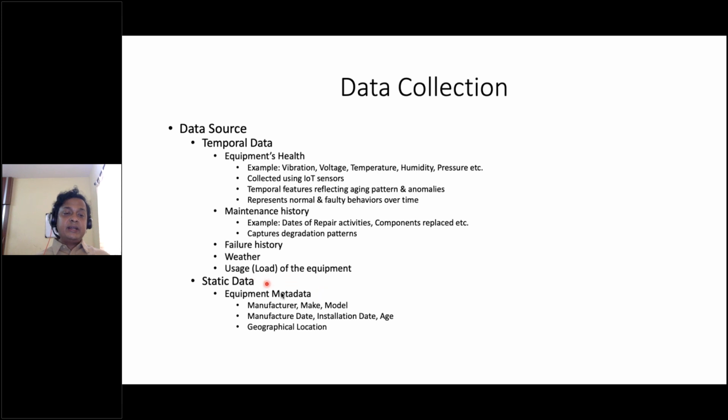Then comes the static data. Static data is mostly about the manufacturer, make, model, when the equipment was manufactured, how old it is, and geographical location. The failure patterns in humid areas will be different from the failure patterns in probably very cold areas.